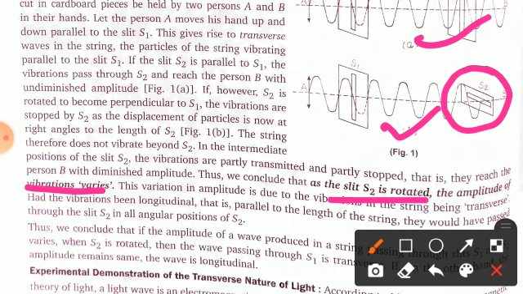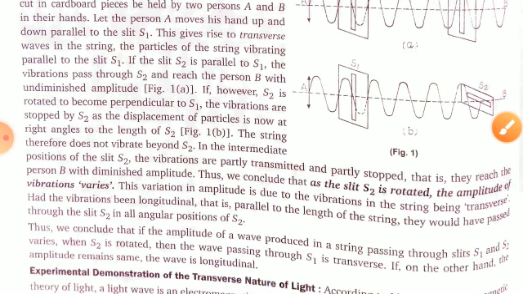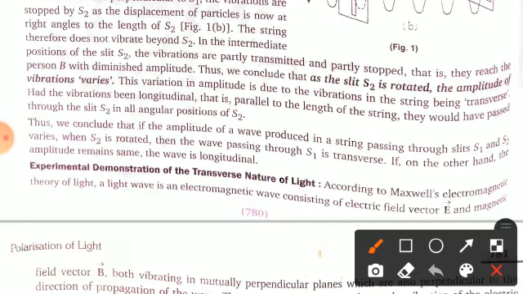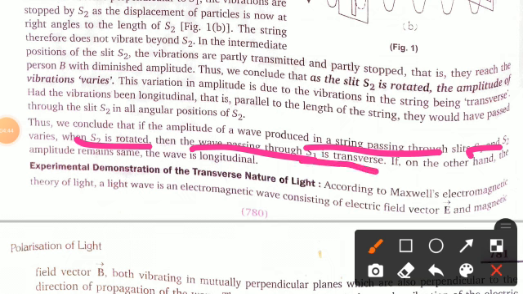Now, had the vibration been longitudinal, that is parallel to the length of the string, they would have passed through the slit S2 in all angular positions of S2. So we can conclude that if the amplitude of a wave produced in a string passing through the slits S1 and S2 varies when S2 is rotated, then the wave passing through S1 is transverse, and if on the other hand the amplitude remains the same, the wave is longitudinal.